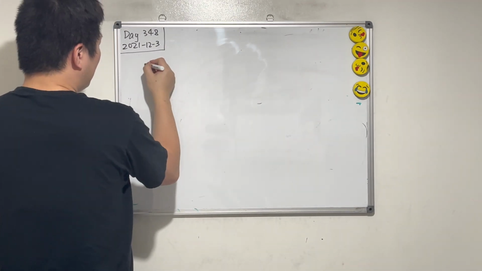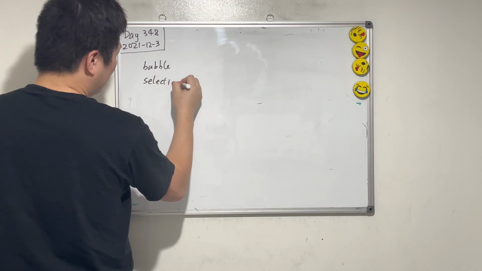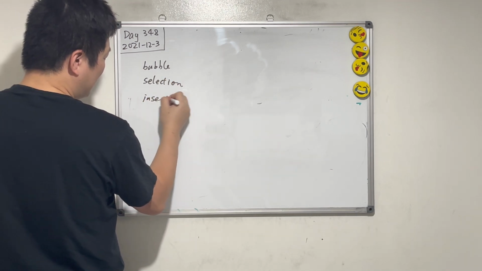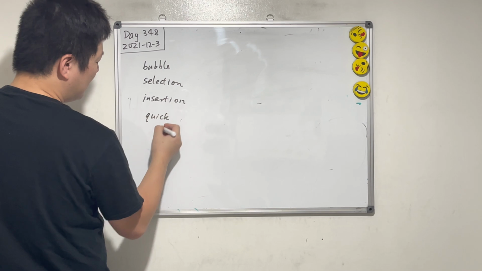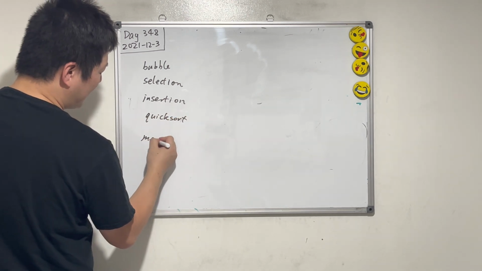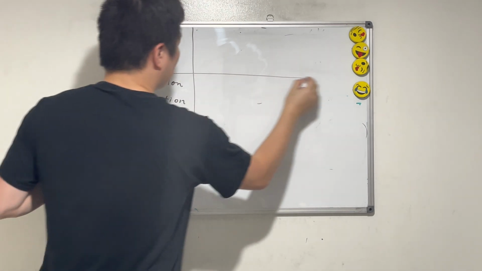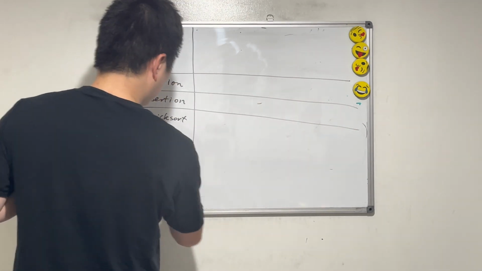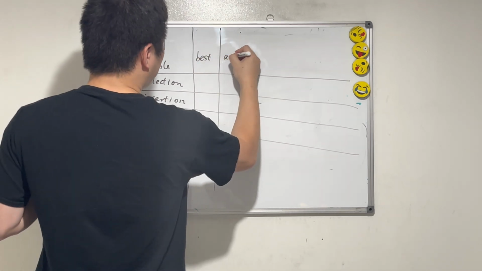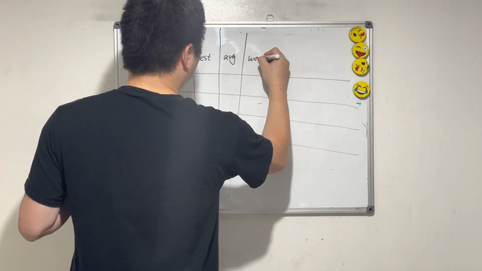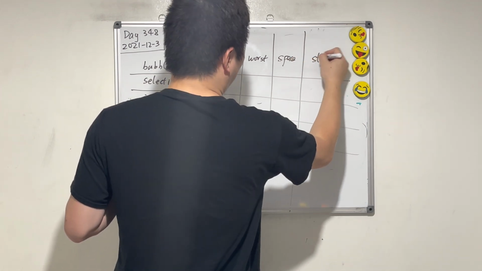What do we have? Bubble sort. And yesterday we talked about selection sort. Today we talk about insertion sort, right? And at the beginning, last year, we talked about quick sort, and then merge sort. These are the 5 sorting algorithms we have learned so far, right? Okay, let's say the best case time complexity, average time complexity, worst case complexity, space complexity, and is it stable? Let's just consider this.